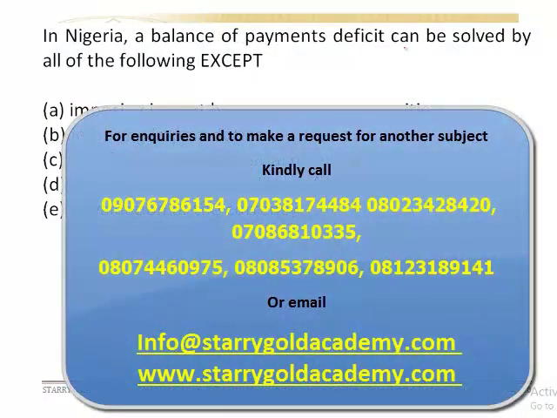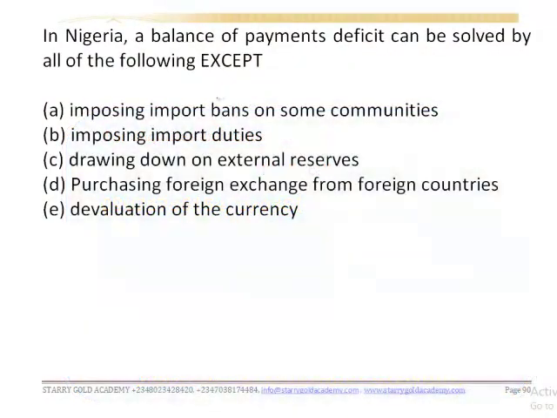The balance of payment deficit can be solved by all of the following except: option A, imposing an import ban on some commodities, this is an embargo. Option B, imposing import duties. Option C, drawing down on national reserves. Option D, purchasing foreign exchange from foreign countries.